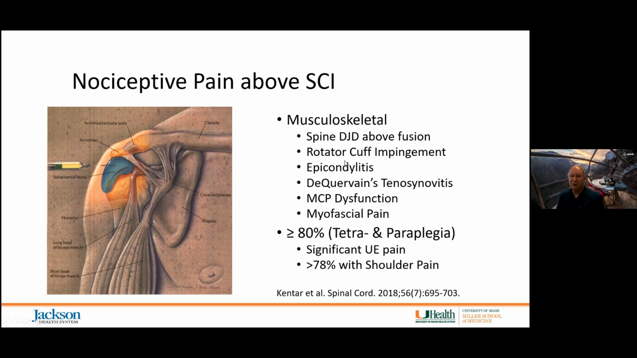So how frequently does this occur? More than 80% of the time in both persons with tetraplegia as well as paraplegia, the chronic spinal cord injuries. And so at least 80% will report significant upper extremity pain. 78% of both tetraplegia as well as paraplegia will report significant shoulder pain. And that's based on relatively recent work put together by Kentar et al.